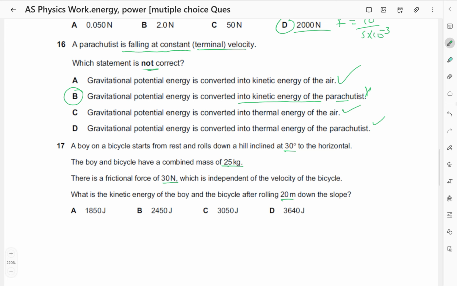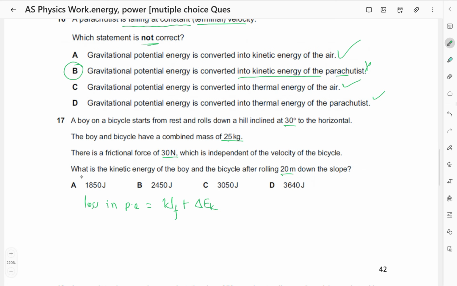Because it's rolling down the slope, we must be losing potential energy. So the loss in potential energy should be equal to work done against friction plus the change in kinetic energy, or the gain in kinetic energy. So we want the kinetic energy of the boy and the bicycle after rolling down the slope 20 meters. Because they start from rest, initial kinetic energy will be zero. So the change in kinetic energy will be just the final kinetic energy after 20 meters.